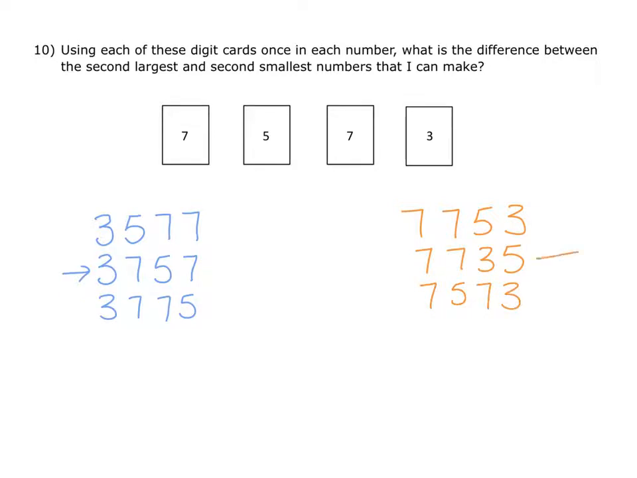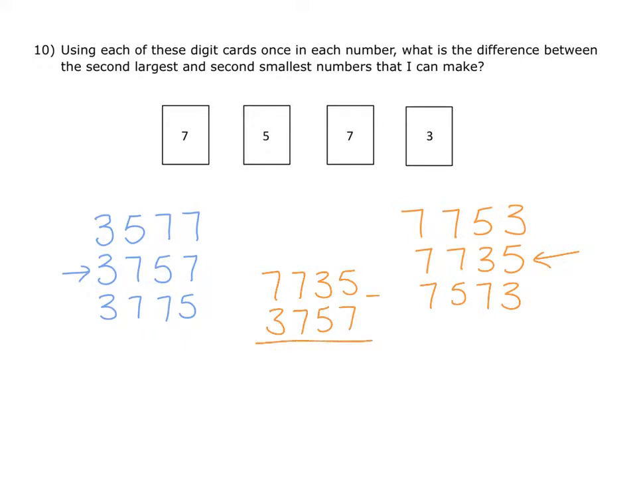So this is the second highest number I can make, and we're asked to find the difference between the two, so I'm going to subtract the lower number from the higher one, so we'll subtract 3757 from 7735.